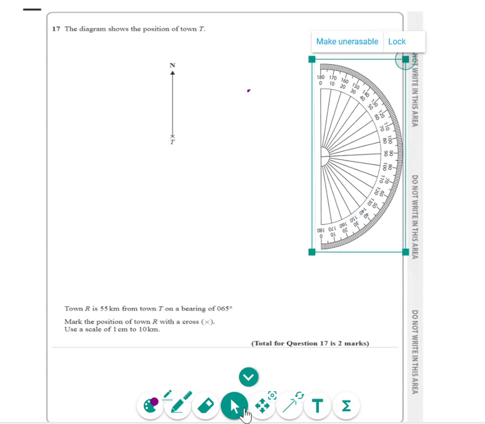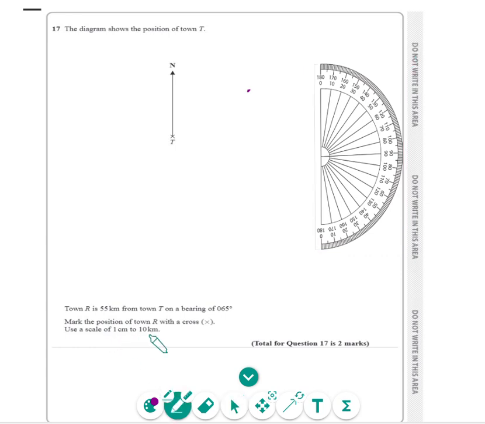Let's take this protractor away. We need to think about our scales, so using a scale of 1 centimetre to 10 kilometres, so 55 kilometres, if we divide that by 10, that's going to give us 5.5 centimetres. So what we want to do is draw a line 5.5 centimetres long on this bearing, and then we mark at the end of it town R.